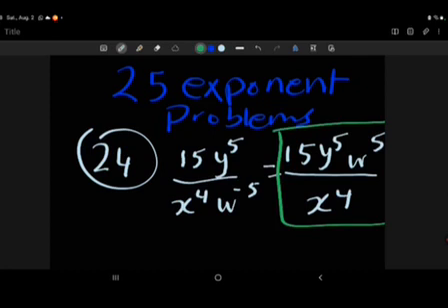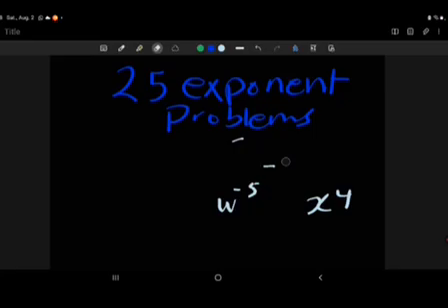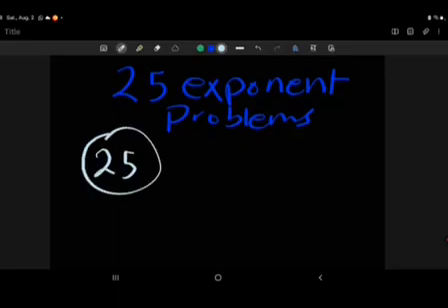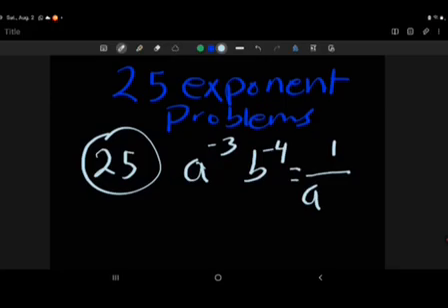This becomes our solution. So we're going to do our last problem here for these examples, problem 25. Let's say we have a, as in alpha, to the -3 power, b to the -4 power. What is that going to be? This is a simpler problem than what we just saw. So it becomes a reciprocal, right? So it becomes 1 over a to the 3rd power, b to the 4th power, and this in fact becomes our answer.